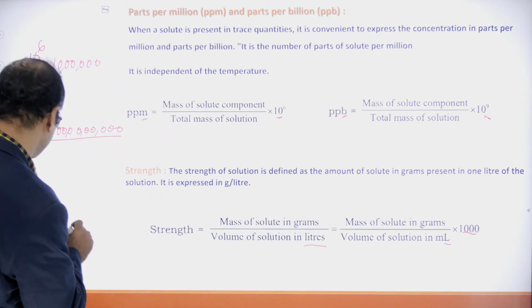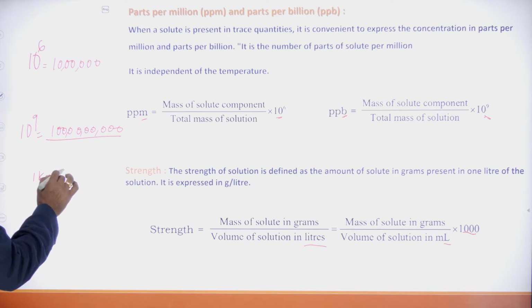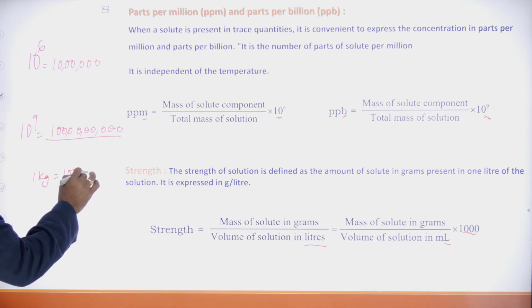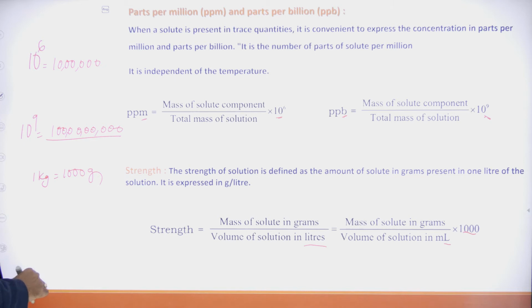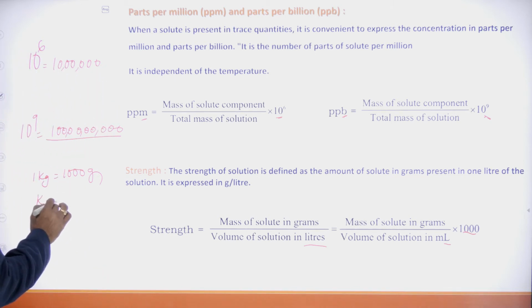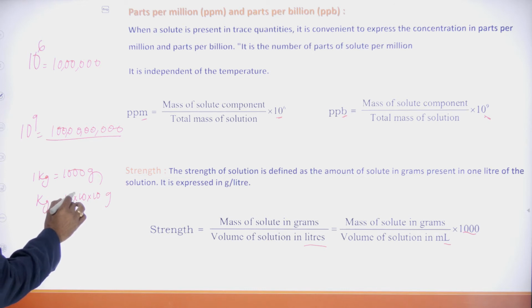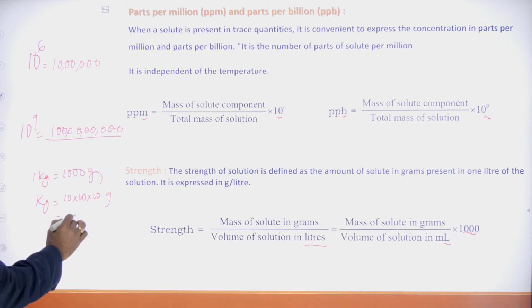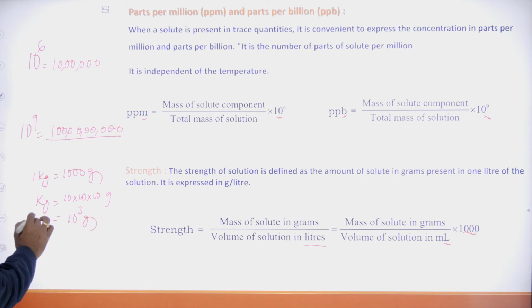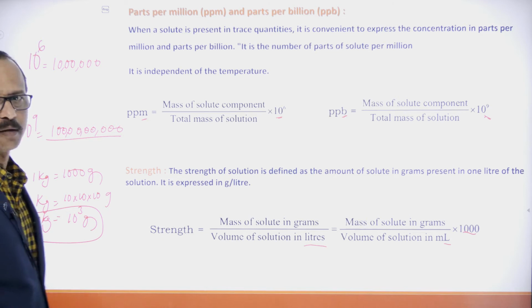Here you know that 1 kg is equal to 1000 grams, which is 10 into 10 into 10 grams. 10 tens are 100, another ten is 1000. Here how many tens are there? 3 tens. So 10 to the power of 3 grams. So 1 kg is equal to 10 to the power of 3 grams.